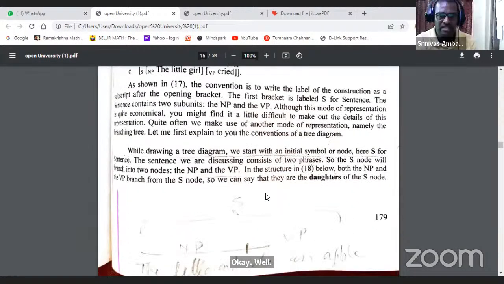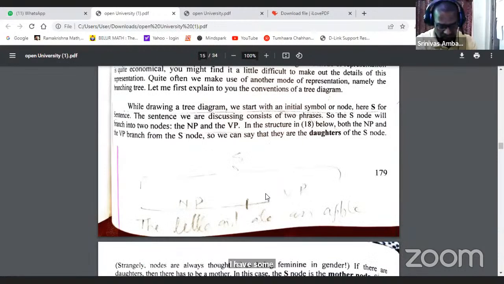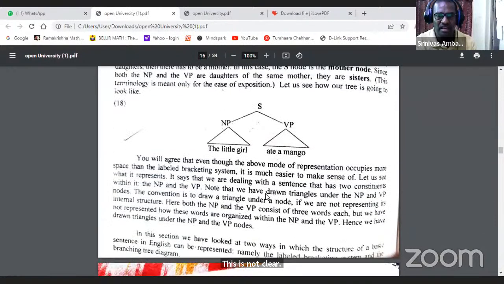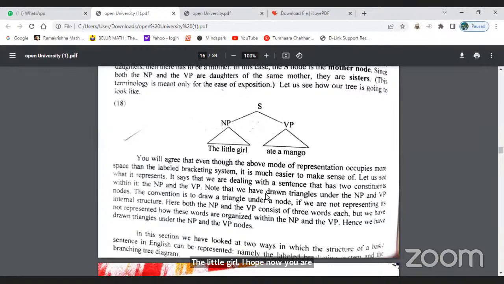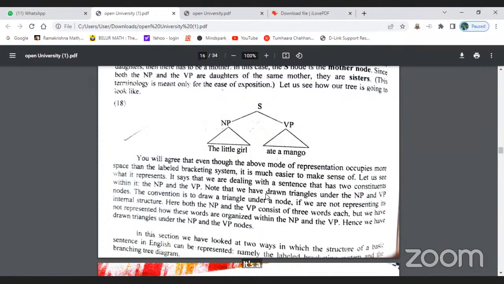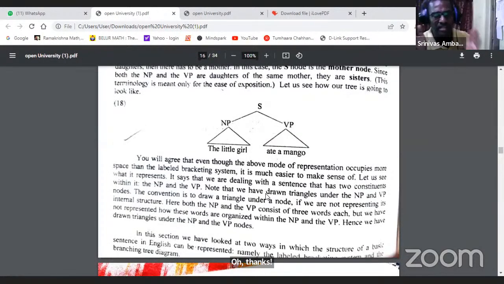I have some pictures, then you can easily understand. This is not clear here, but don't worry. It's very good. See this diagram: the little girl ate a mango. I hope now you understand clearly. A sentence can be divided into two parts. The part which talks about the noun will be the noun phrase. The part which talks about the verb is a verb phrase. Clear? Very beautifully they represented it.